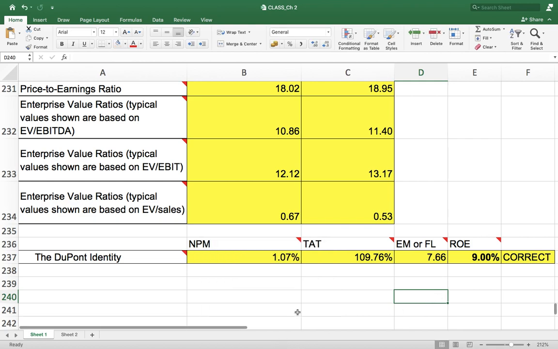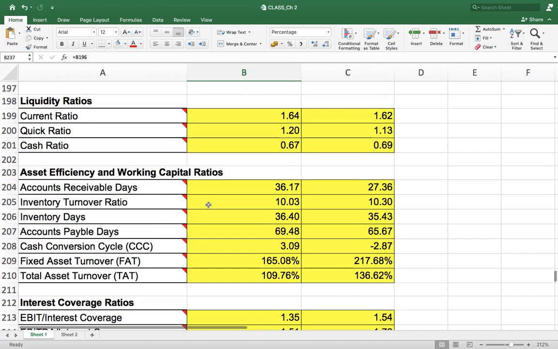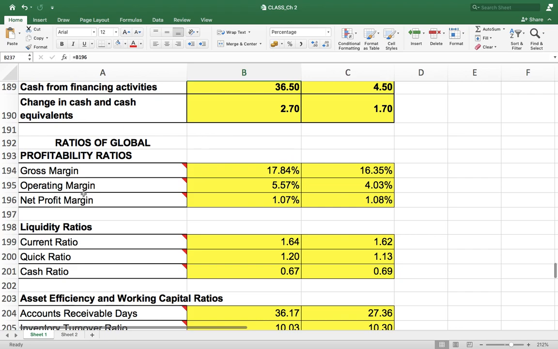Okay. We have all these ratios already calculated, isn't it? Net profit margin, we need not calculate separately again. This is nothing but B196. In B196, we have calculated net profit margin. Can you see here? B196 is for net profit margin.